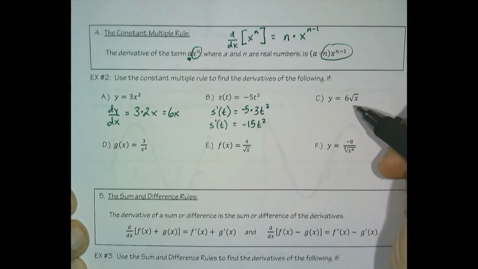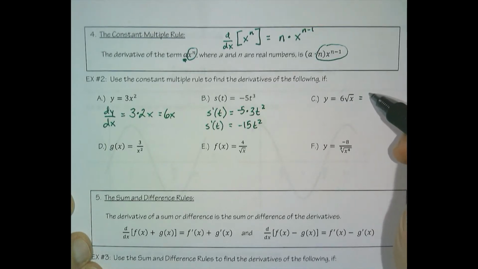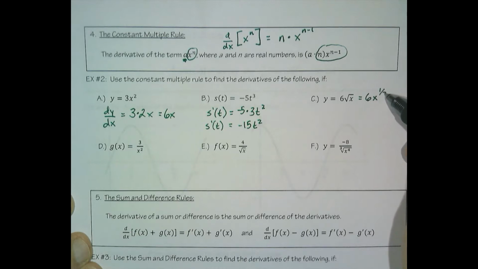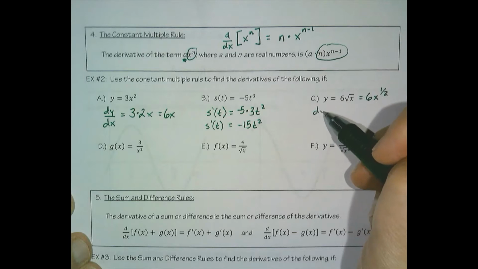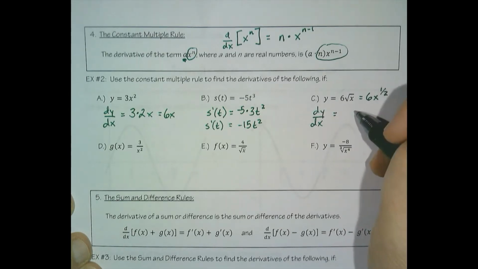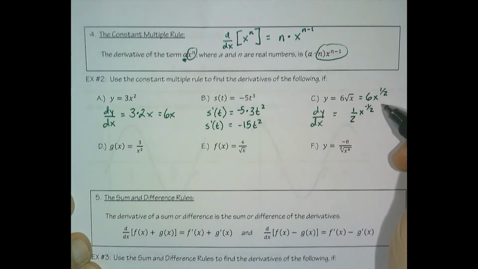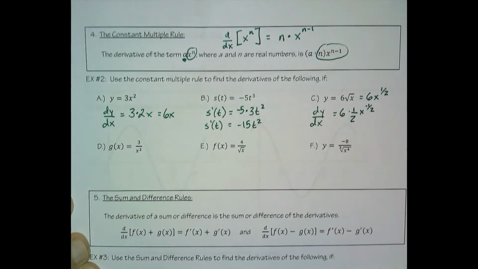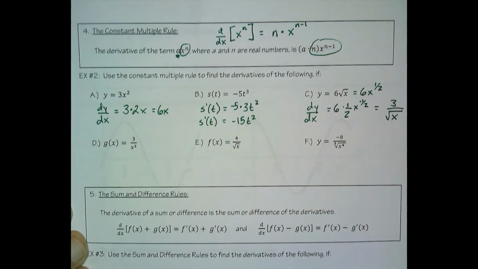On the next one, we have 6 root x, and as you remember, radicals can be expressed as fractional exponents. So if I write this as a fractional exponent, the power rule can be applied. The derivative of y with respect to x. If I take the derivative of x to the 1/2, I'm going to get 1/2 x to the negative 1/2. And the 6 goes along for the ride. And this will simplify. 6 times 1/2 is 3, and x to the negative 1/2 is radical x in the denominator.